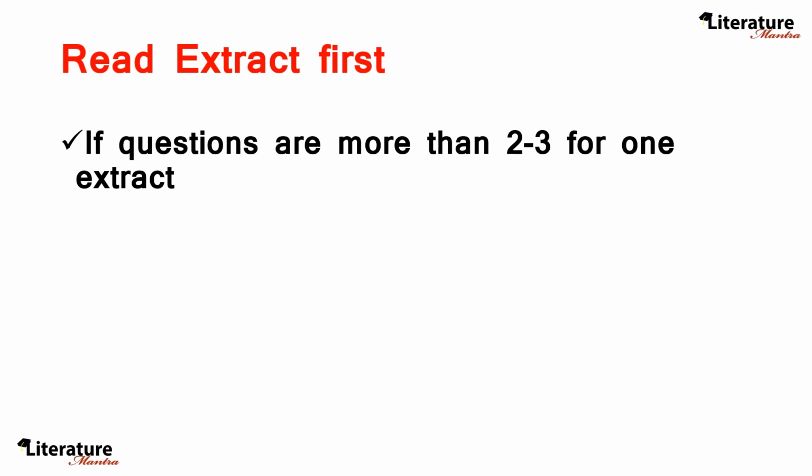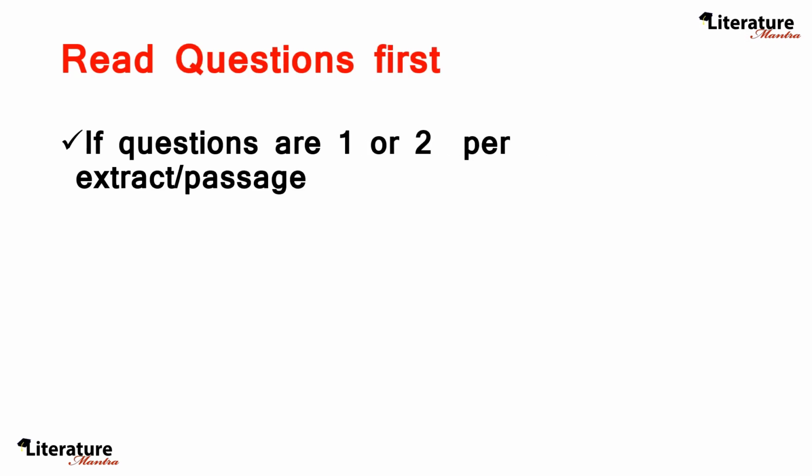If you have an extract which has more than 2 or 3 questions, then you should read the extract first because that will save time. On the other hand, you should read the questions first if questions are 1 or 2 per extract or passage. So if there is one extract which only has 1 or 2 questions, read the questions first. Sometimes the examiner gives a very long extract and deliberately gives just 1 or 2 questions so that your time gets consumed.